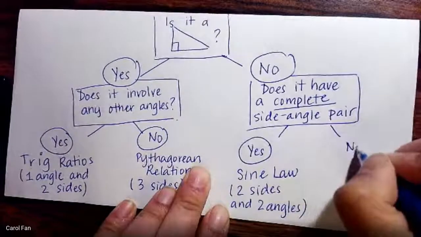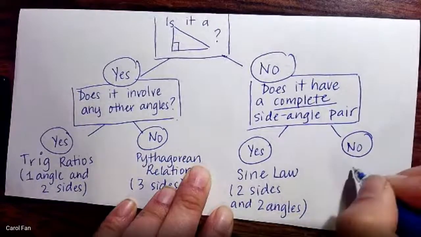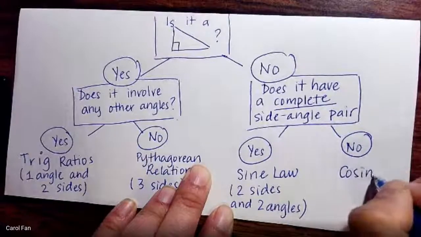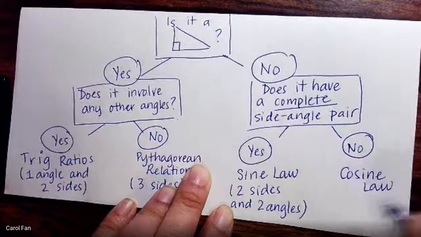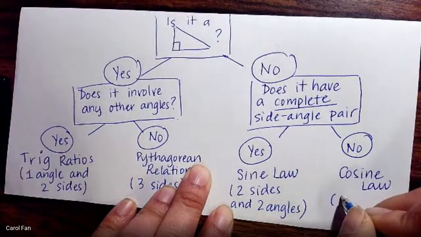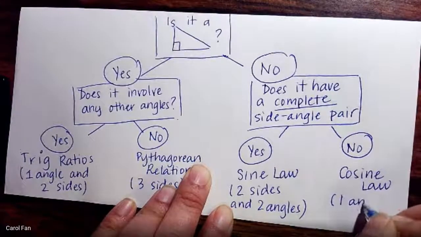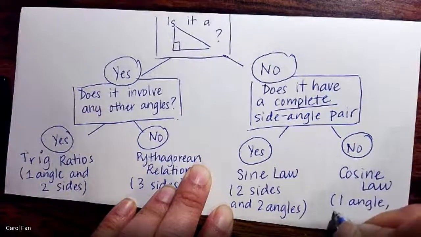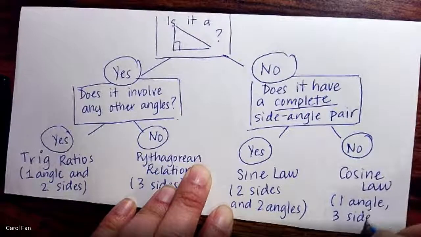Now, if the answer is no, then you're going to be using the cosine law because the cosine law involves only one angle and three sides.